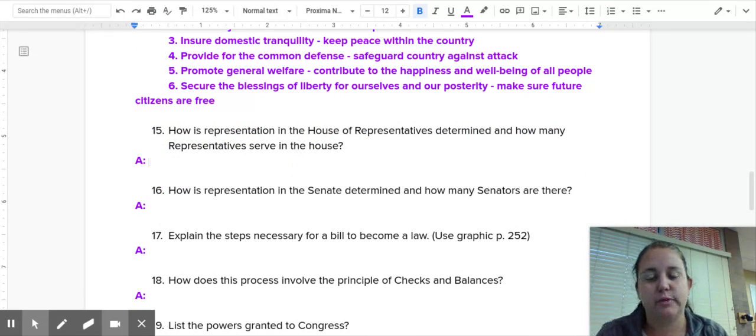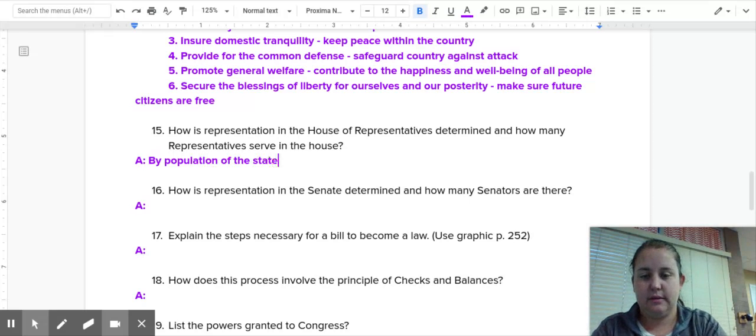Number 15, how is representation in the House of Representatives determined, and how many representatives serve in the House? Well, it is determined by population of the state, and there are 435 representatives total.